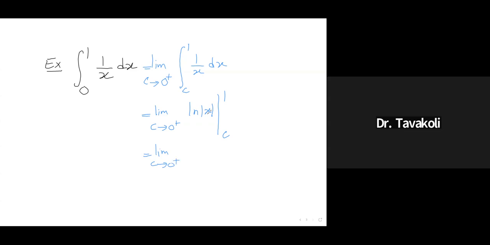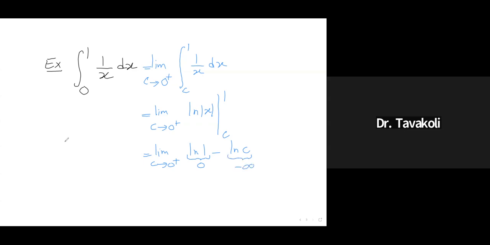Ln of absolute value of x at 1 is ln of 1. At c, it is ln of absolute value of c. But since c is more than 0 and approaching 0 from the right side, I don't really need absolute value, just ln of c. What is ln of 1? ln of 1 is 0. How about ln of c? If a number approaches 0 from the right side, ln of that tends to what? I hope you remember this from Calc 1, that this is going to be minus infinity.